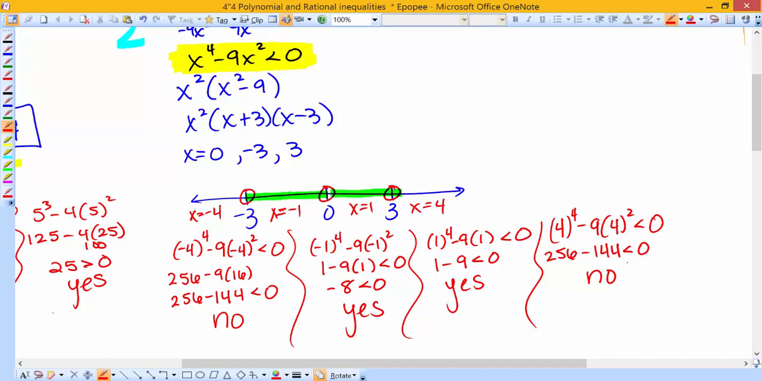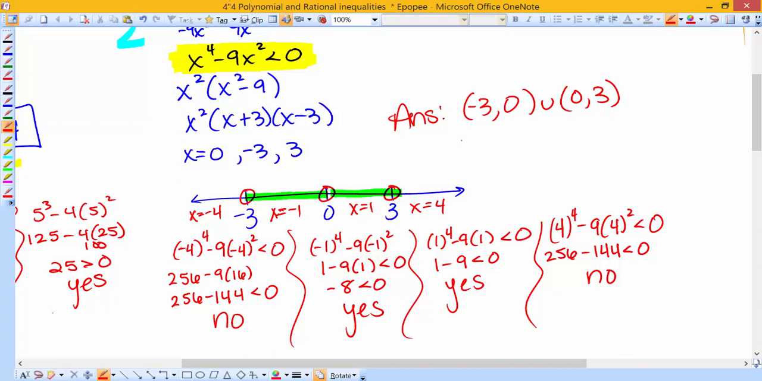We're not done yet. So our solutions took place in 2 spots, but we have open circles here. So here's my answers. So I'm going to write it out. It is from negative 3 to 0 and 0 to 3. And I'm not using brackets. I'm using parentheses. No closed circles. They're all open circles.